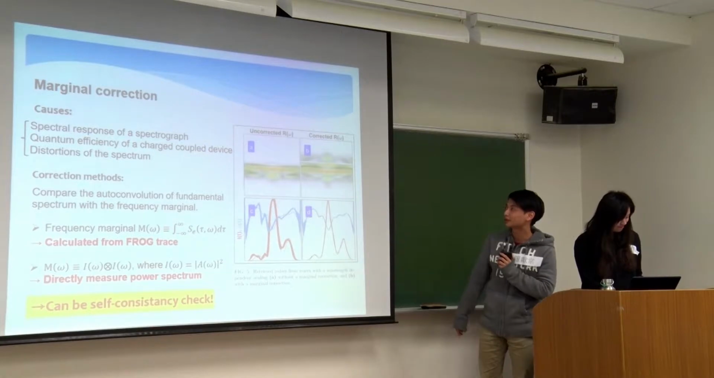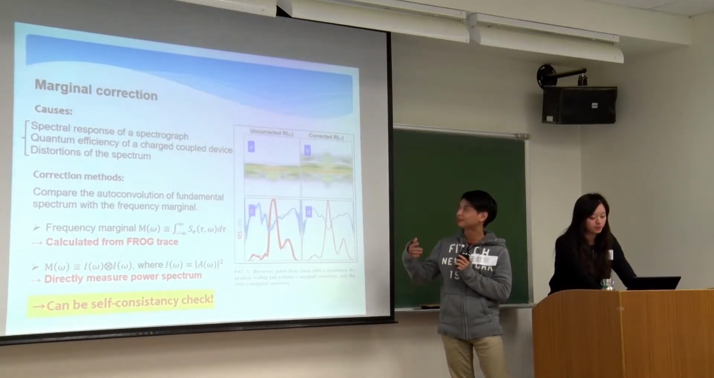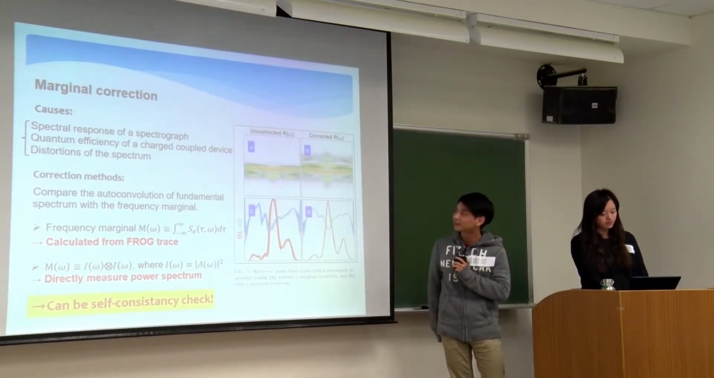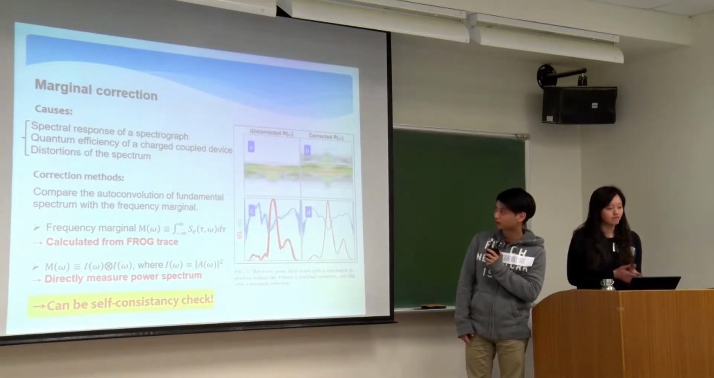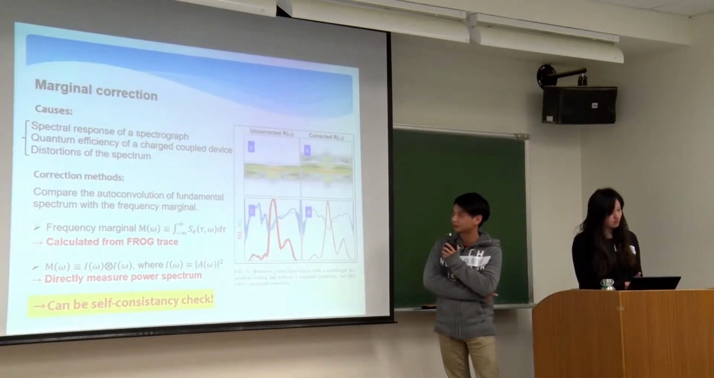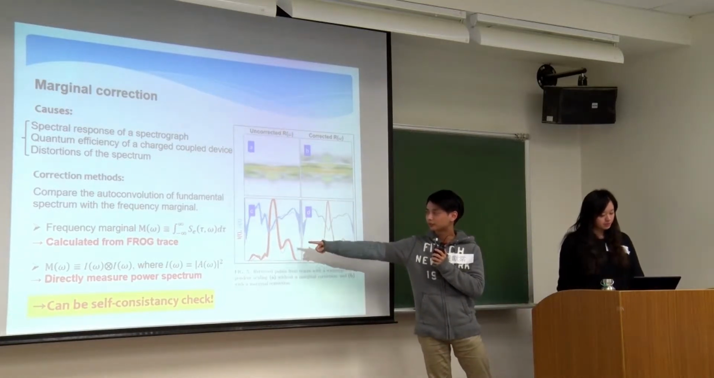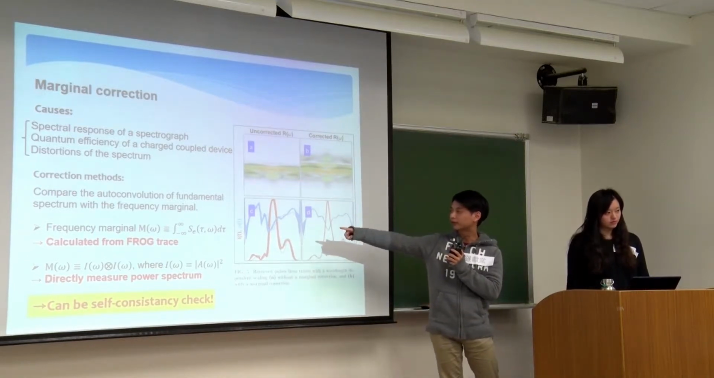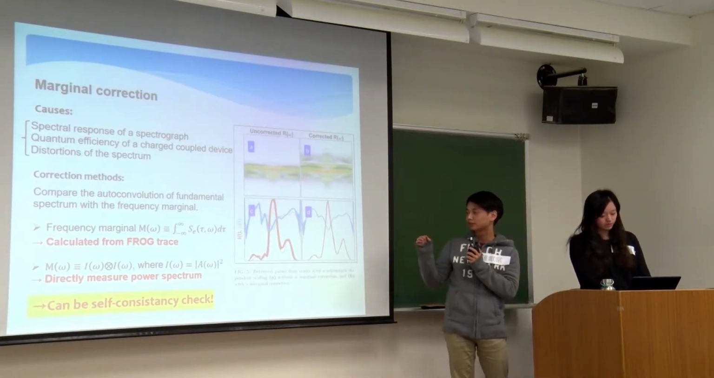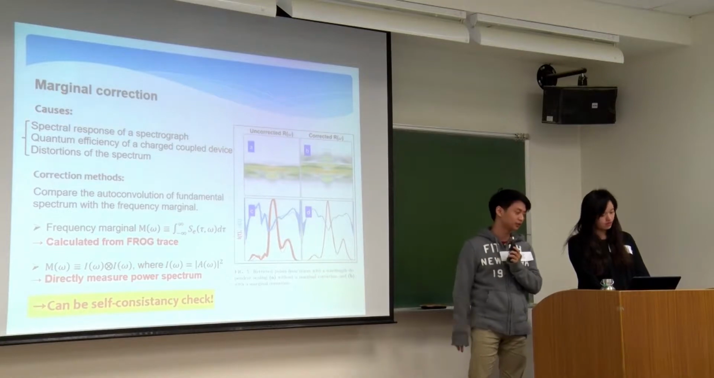Okay, the marginal correction. There are some reasons that will cause the error, such as the spectral response of the spectrograph, the quantum efficiency of a charge coupled device, and distortion of the spectrum. And how to correct this? You can do these two calculations: calculate from the FROG trace and directly measure the power spectrum. These two should be the same. So you can do the comparison, and it should be a self-consistency check.